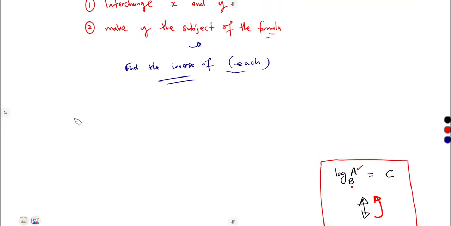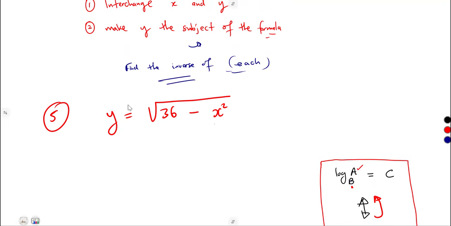All right, let's consider this as our question number 5. y is equal to the square root of 36 minus x squared. When there is no plus or minus, it represents a semicircle. We're going to talk about that one later on, but that's the equation of a semicircle. When we are given a semicircle, let's say the question is for you to find its inverse.